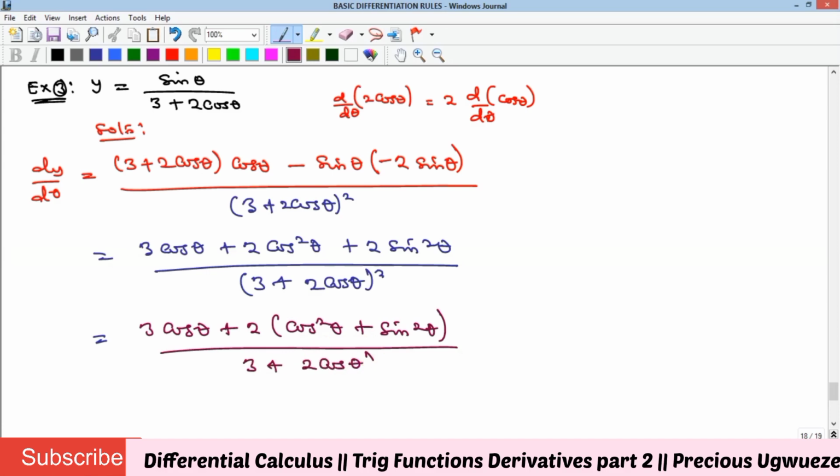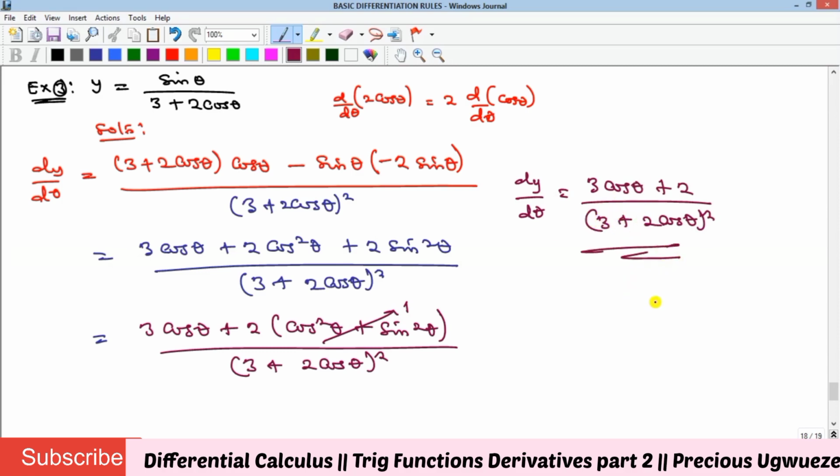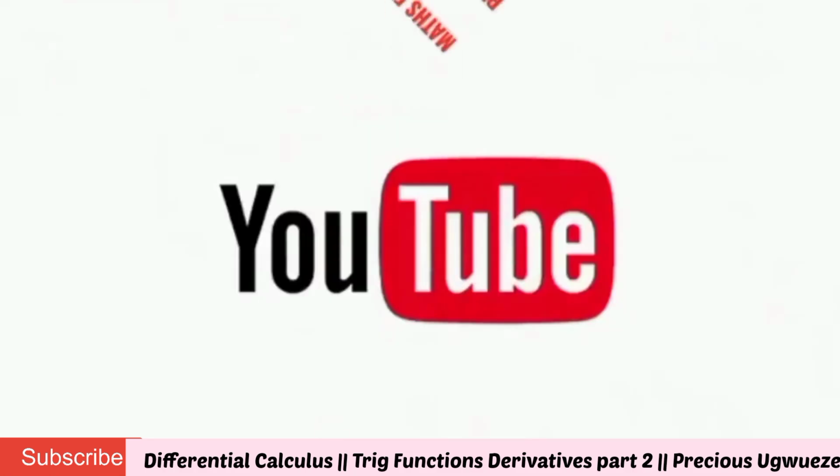And so if we call this 1 now, it means that our dy/d theta is simply equal to 3 cos theta plus 2 times 1, which gives us 2, all over 3 plus 2 cos theta all squared. And because there is nothing that can cancel out here, this becomes our solution. Alright, and that's how to really handle problems involving trig functions.